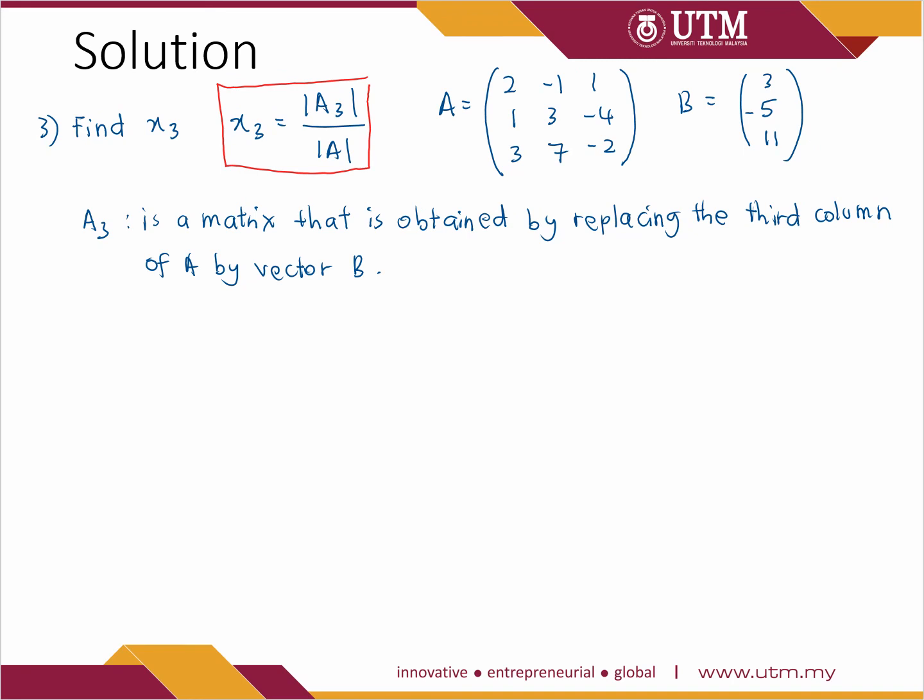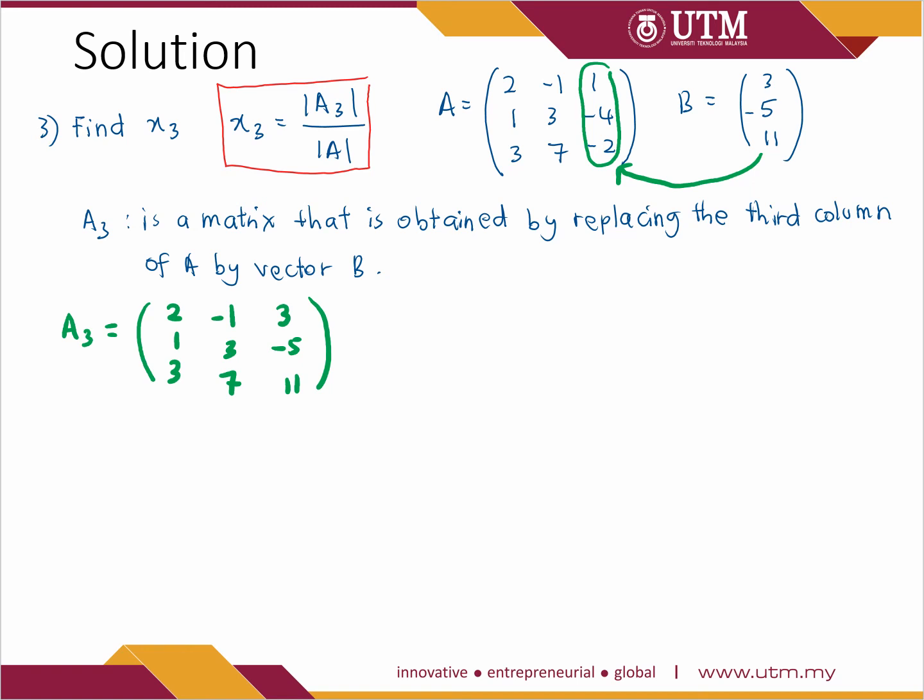So the last step is to find x3, where the formula for x3 using Cramer's rule is the determinant of A3 divided by the determinant of A, where A3 is a matrix obtained by replacing the third column of A with B. So now our A3 is equal to, so we replace the third column of A with B. So our A3 will be in terms of this matrix.